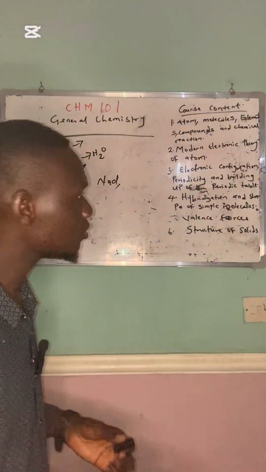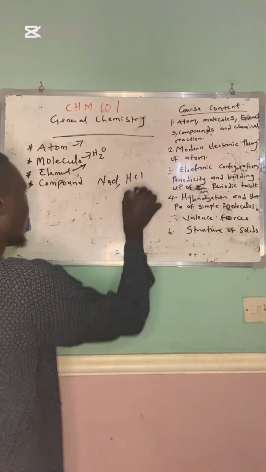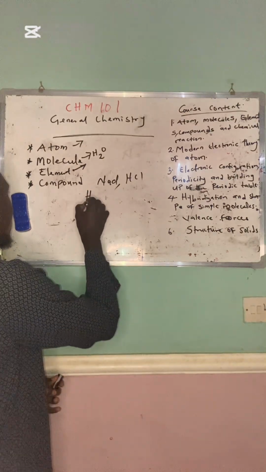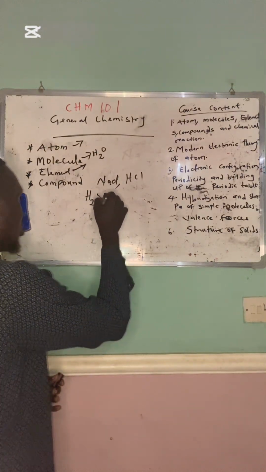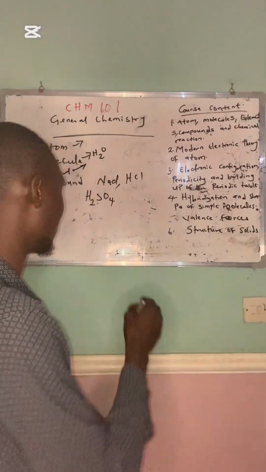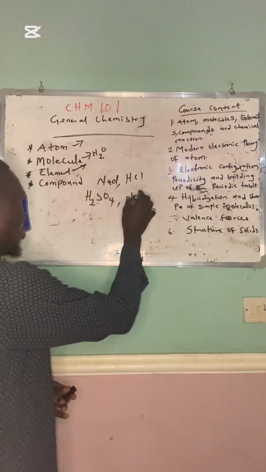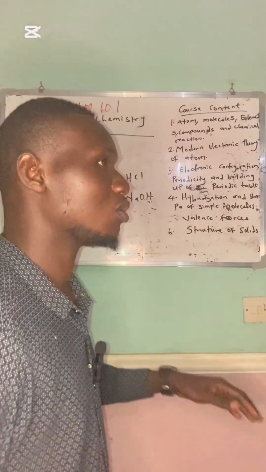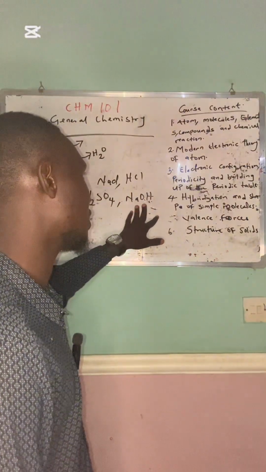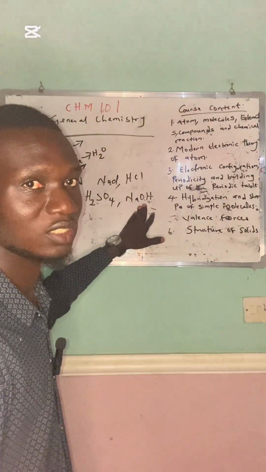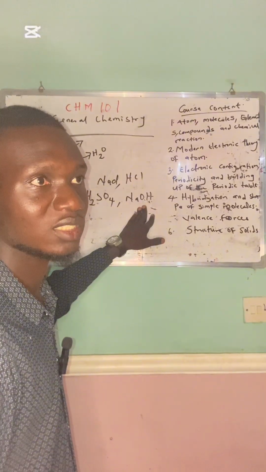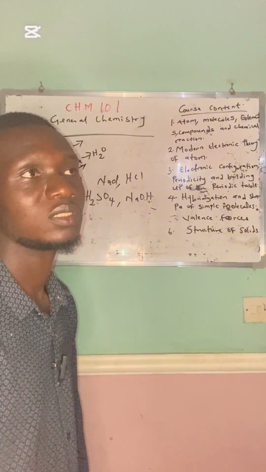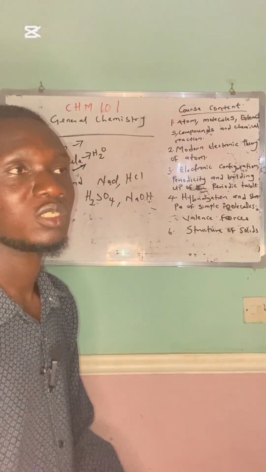The compound, so many of them. You can name as much as you can. Why we call them compounds is because two or more elements are joined together or combined together to form a compound. And they're chemically joined together.